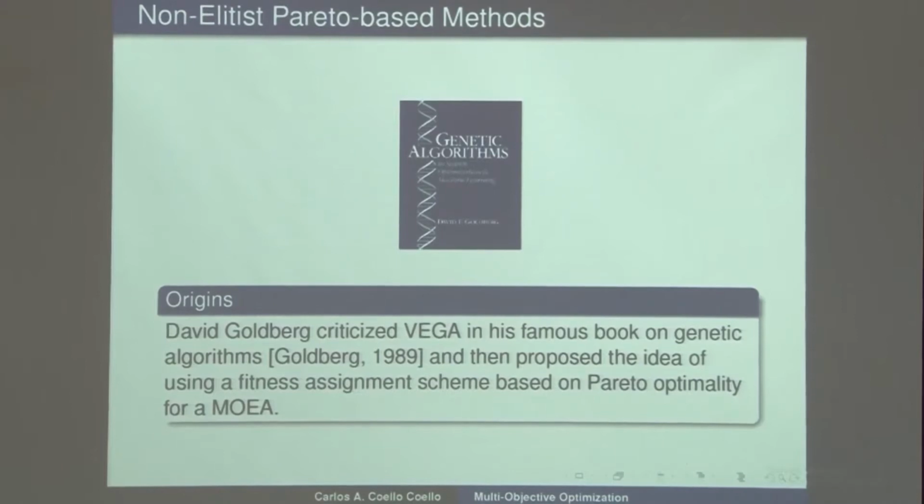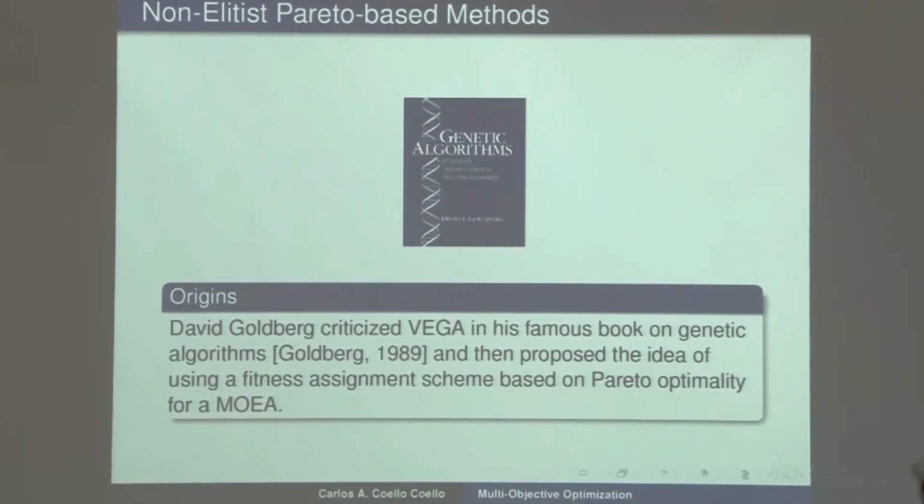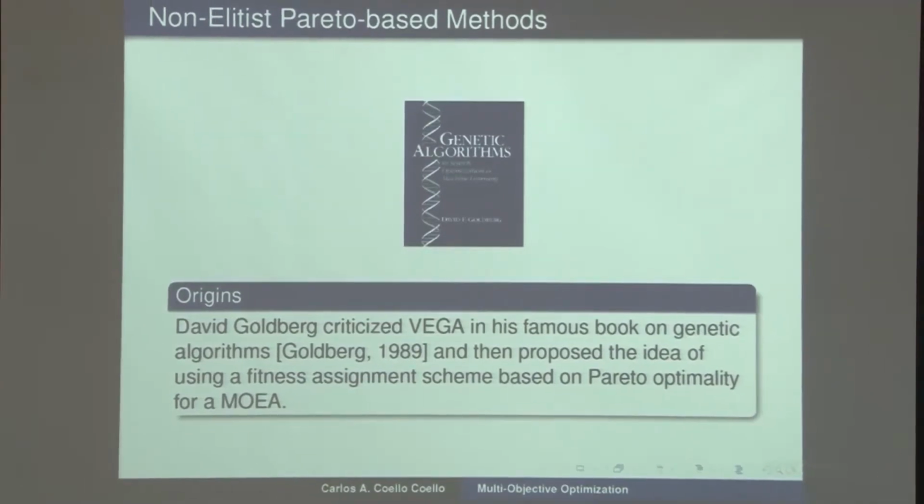And this book, of course, will never see a second edition, because David Goldberg is now retired. He has his company, and he's devoted to education and other ideas. So in his book, he reviewed everything that had been done on genetic algorithms, including multi-objective optimization. And the only thing available on multi-objective optimization was VEGA.